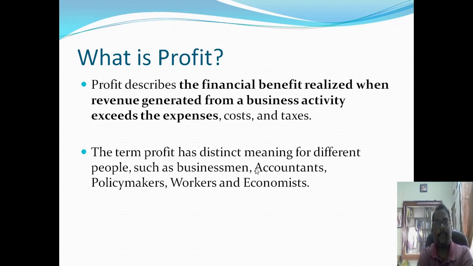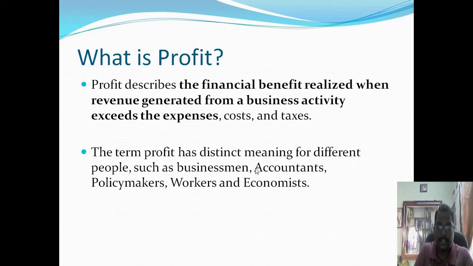The term profit has distinct meanings. These are the basic terms, but businessmen will look at profit from one perspective, whereas the accountant will see profit from other perspectives, and the policymakers, workers, and economists will see profit in their own dimensions. So profit according to students, businessmen, accountants, policymakers, workers, and economists will differ from person to person.